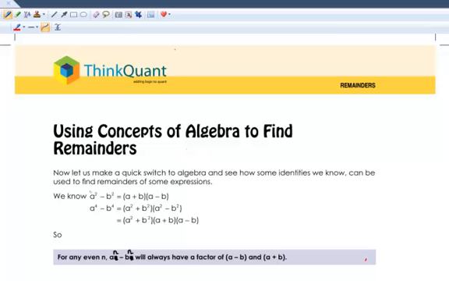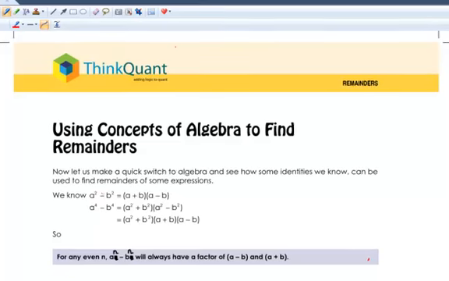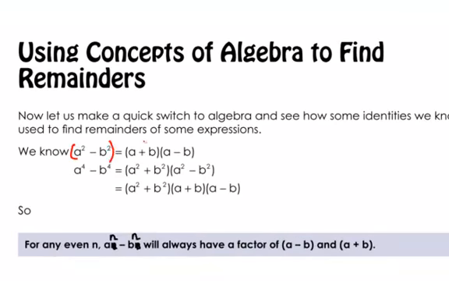Let's start off with one of the most common identities that we know, which is a squared minus b squared. We know a squared minus b squared is equal to a plus b into a minus b. Or we can say a plus b and a minus b are factors of a squared minus b squared. Now, a power 4 minus b power 4 is equal to a squared plus b squared into a squared minus b squared. And we can further factorize this a squared minus b squared into a plus b into a minus b.